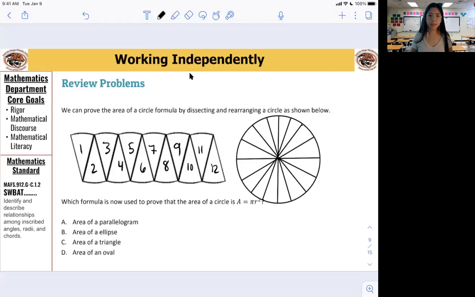It gets more accurate. So the more slices you take out of your circle, the more accurate the approximation will be. It becomes more exact. Yeah, that's another way to say it. So it is the area of a parallelogram, not an ellipse, not a triangle, not an oval.